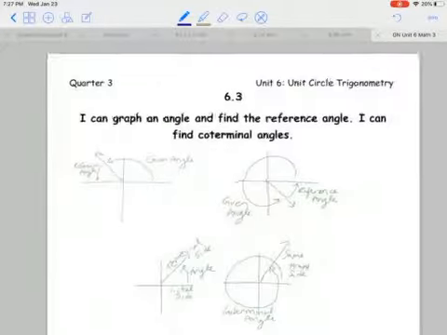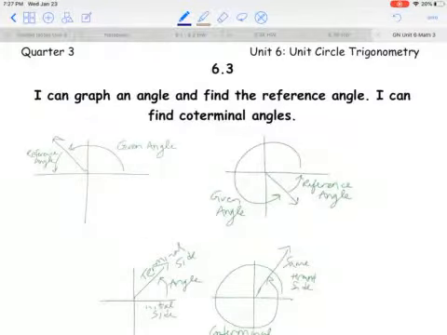Okay, we're talking about more angles. We're going to be looking at two types, reference and coterminal angles. So let's just really quick go over drawing an angle.